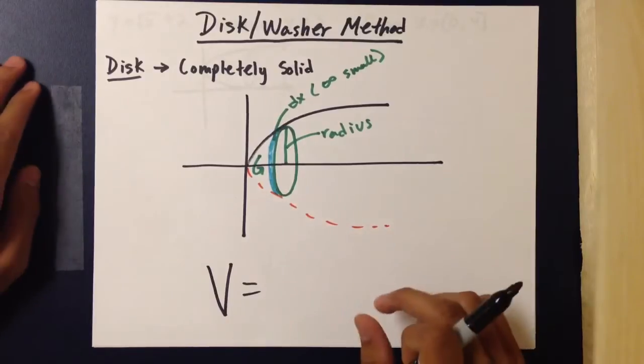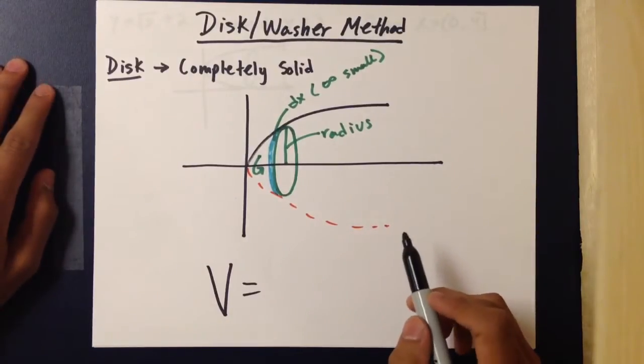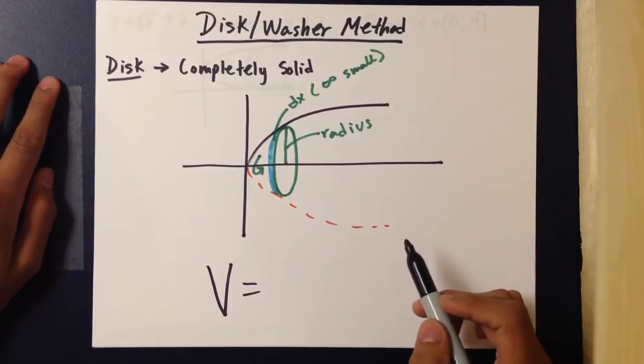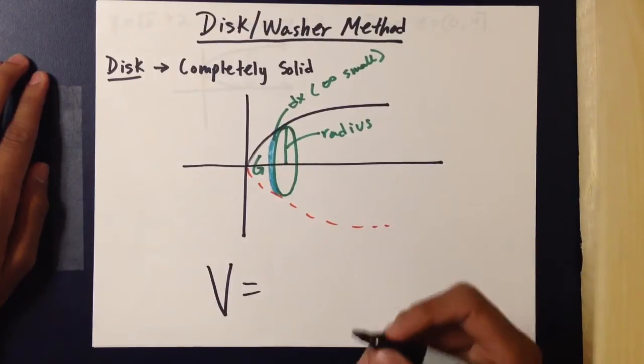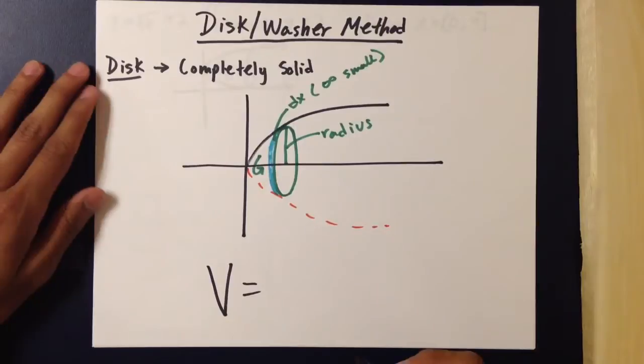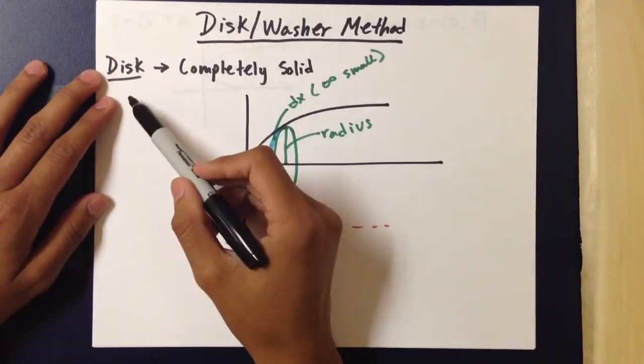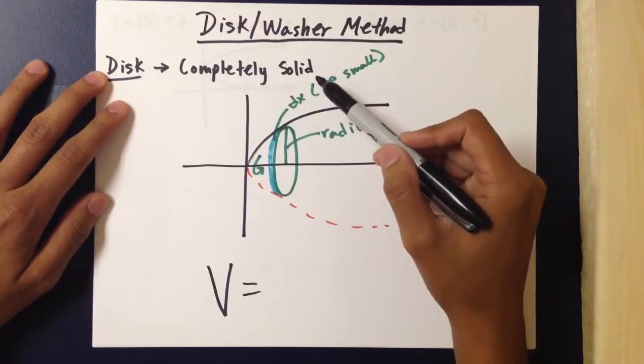At last we left you solving areas using integration, and now we're going to move on to a little bit harder concept by going into 3D and finding the volume using integration. The first method we have is the disk method, which is a complete solid.